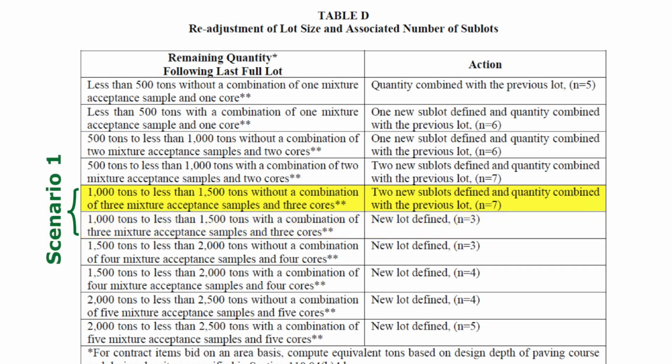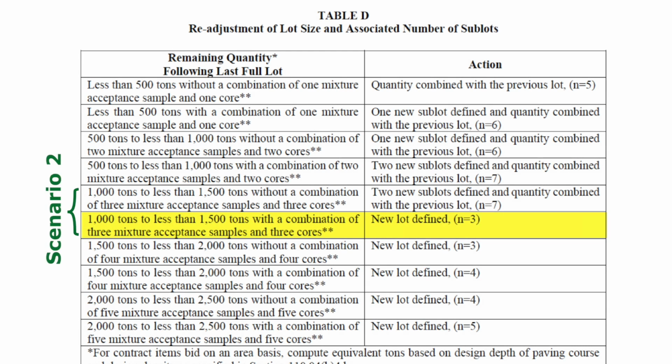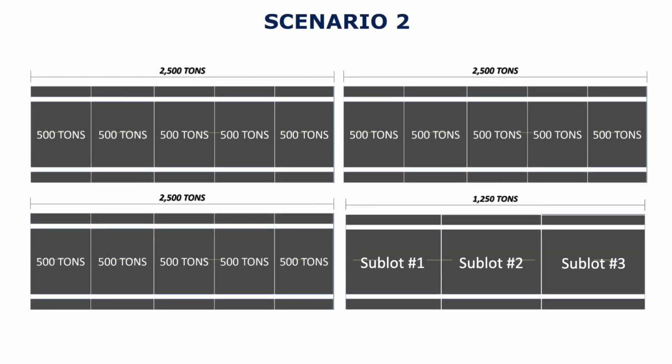For the first scenario, where there were 2 completed sublots, Table D indicates to combine these 2 sublots with the previous lot, which would result in 3 total lots. Lots 1 and 2 would have 5 sublots, and Lot 3 would have 7 sublots. For the second scenario, where there were 3 completed sublots, Table D indicates create a new lot with these 3 sublots, which would result in 4 total lots. Lots 1, 2, and 3 would have 5 sublots, and Lot 4 would have 3 sublots.